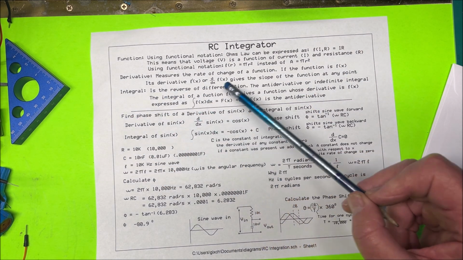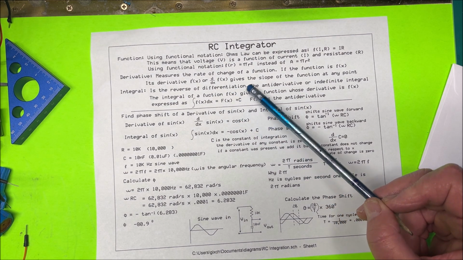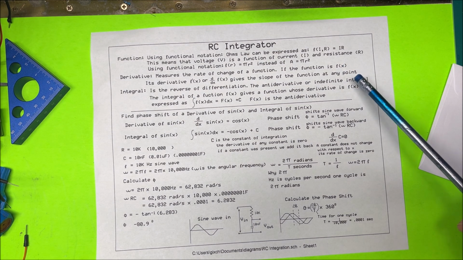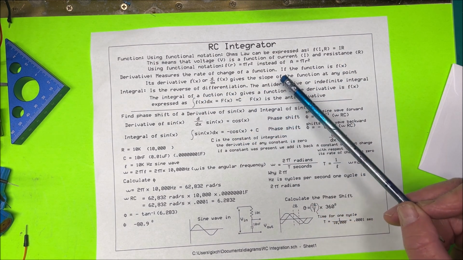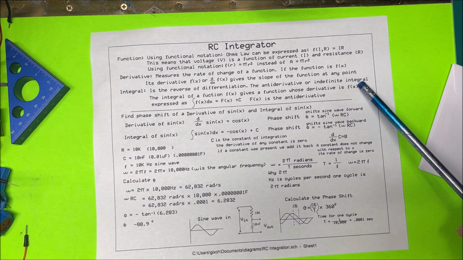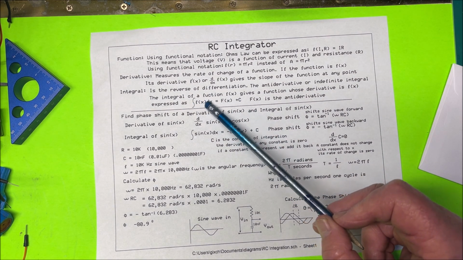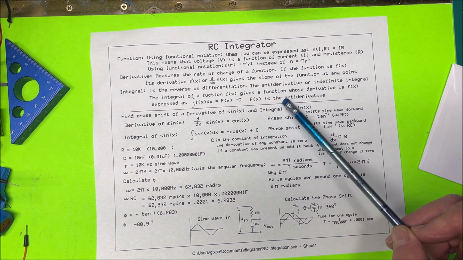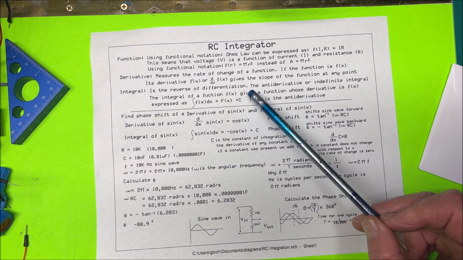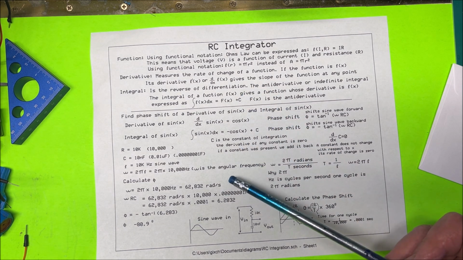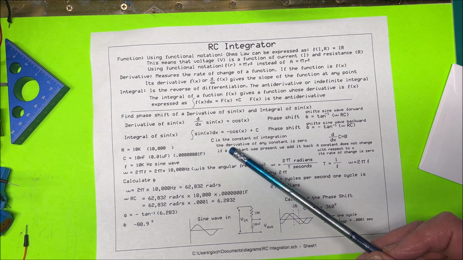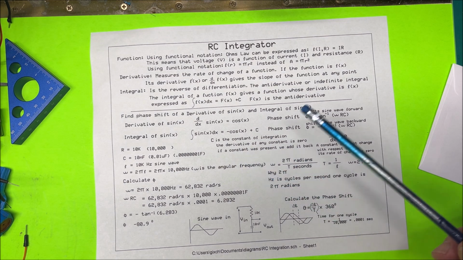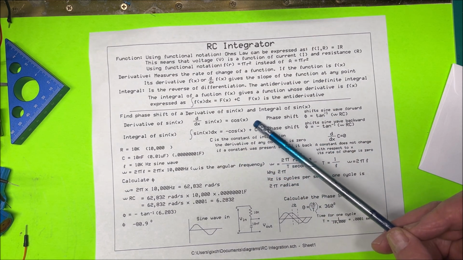Now, an integral is a reverse of differentiation. It's the antiderivative, or the indefinite integral. And the integral of a function f of x gives a function whose derivative is f of x, expressed down here, this formula down here. And so capital F of x is the antiderivative, okay? Now this plus c, c is the constant of integration. Now a derivative of any constant is 0. So if there was a constant present, you just have to add it back in. We don't have to worry about that.